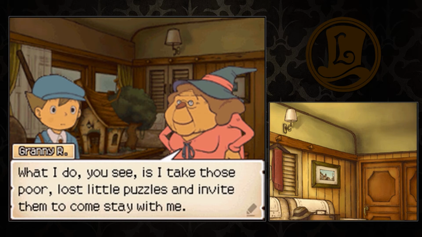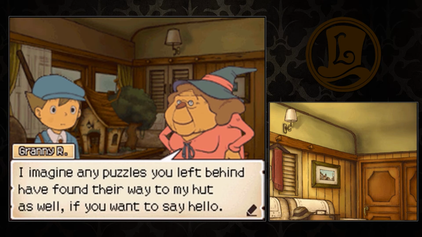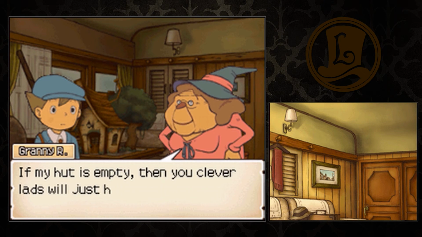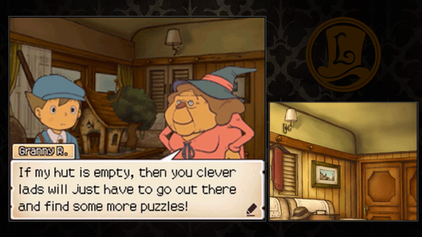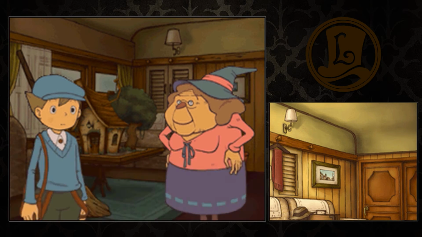What I do, you see, is I take those poor, lost little puzzles and invite them to come stay with me. I imagine any puzzles you left behind have found their way back to my hut as well, if you want to say hello. If my hut is empty, then you clever lads will just have to go out there and find some more puzzles. Now, why don't you take a peek inside the hut to see what's there?